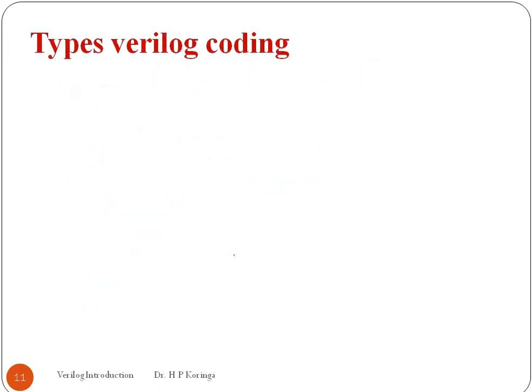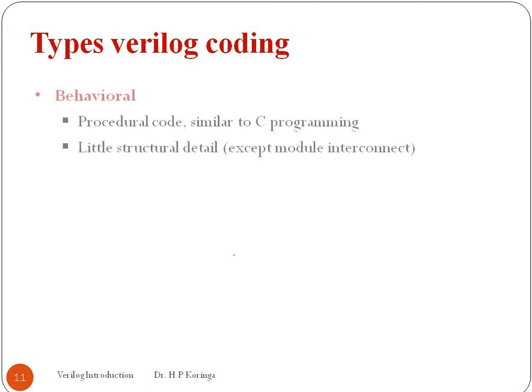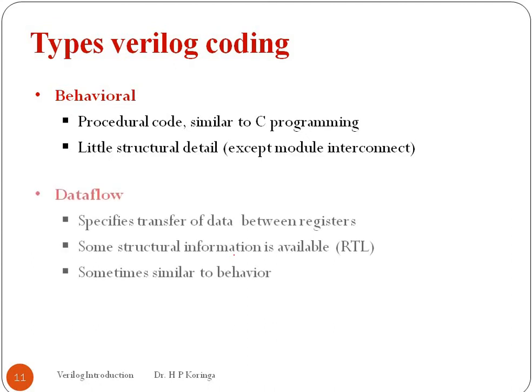Types of Verilog coding. As we have discussed, Verilog can be coded in 3 different architecture descriptions. First is the behavior architecture description. In a behavior architecture description, it's procedural code similar to C programming, with little structure detail except the module interconnects. Here the code inside the always statement will run sequentially.